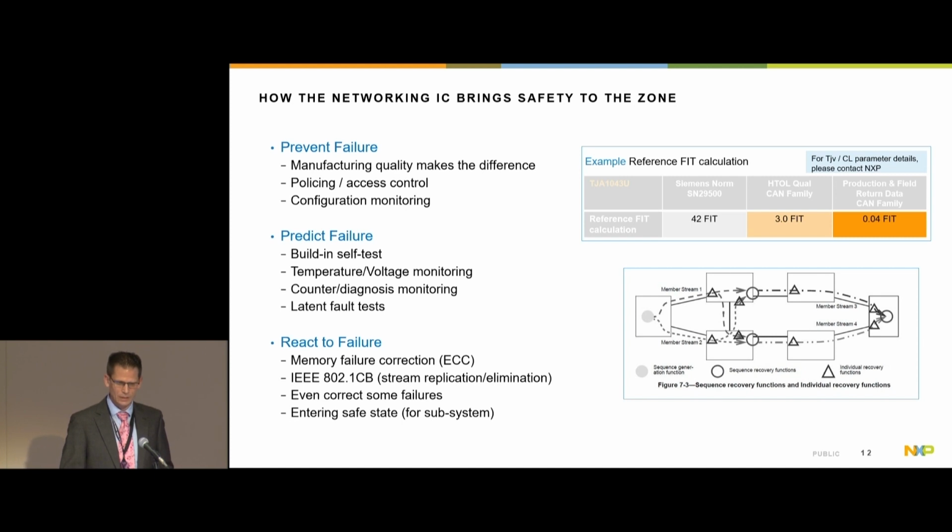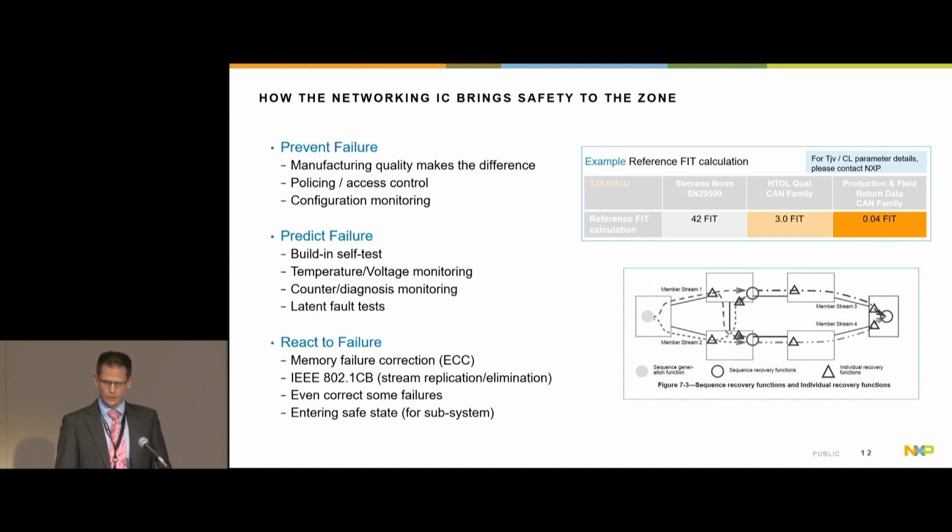So preventing failure, this is on one end the production quality. I show here one example from CAN. There you see that if you take the norm, which is typically used to calculate the failure, then you get a certain failure rate. So 42 FIT in this time. FIT means failure in time.